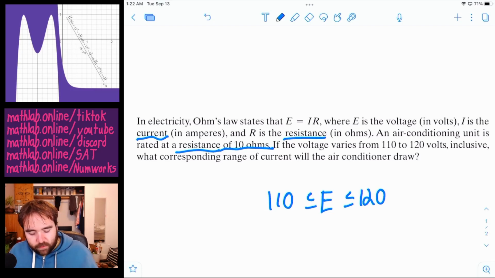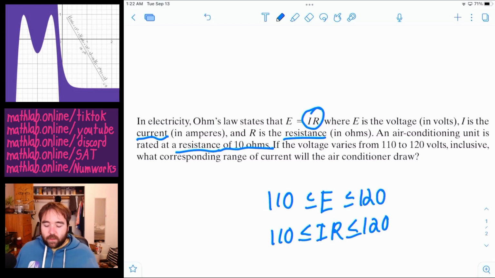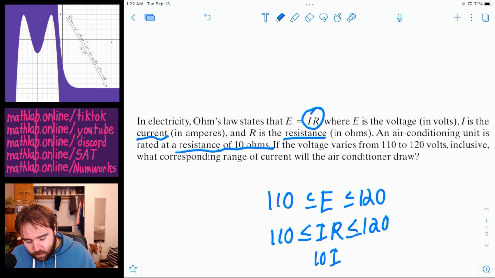But what are you even going to do before that? I want to substitute IR for the E, because E is equal to IR. So this is really that IR is between 110 and 120. And what did they just tell us? They just told us that R is 10. So 10I is in between 110 and 120.